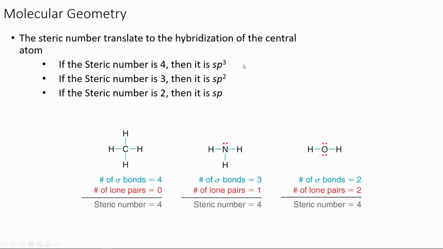If we have a steric number of 4, then it's going to be sp3. If we have a steric number of 3, then it's going to be sp2. And if we have a steric number of 2, then it's going to be sp. When we went back and looked at acetylene, remember on those carbons there were 2 pi bonds, so it only had a steric number of 2.